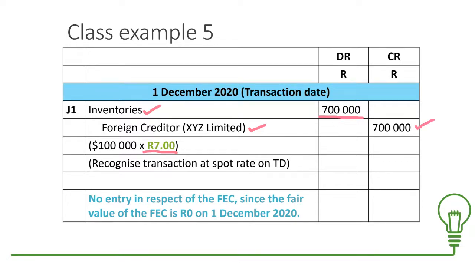Notice here for the FEC, we do not pass any journal entries. We're not passing any journal entries for the FEC because the fair value is equal to the cost on this date, right? Now, let's go back to our timeline.